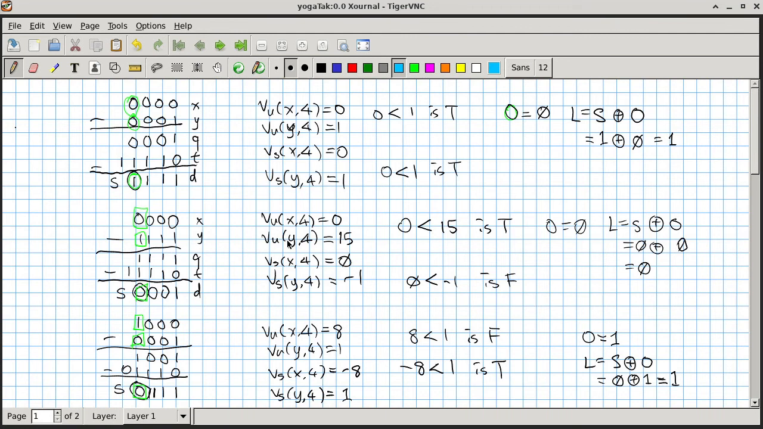So why is it 15? Because it is 1 times 1 plus 1 times 2 plus 1 times 4 plus 1 times 8. 1 plus 2 plus 4 plus 8 is 15. Are we doing okay so far with this particular example?